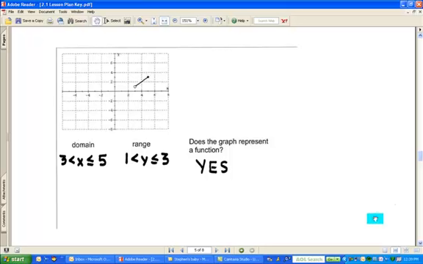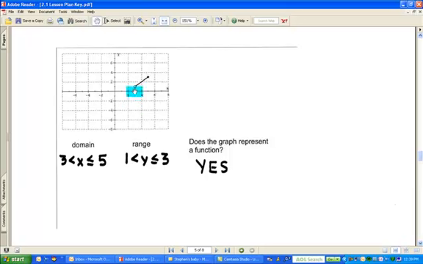Okay, ladies and gentlemen, we're continuing with section 2.1. I want you to notice the graph here. It's basically a line segment. The left-hand endpoint is hollow, which means it's not actually part of the set. And the right endpoint is solid, which means it is part of the set. Now that makes a very important distinction.